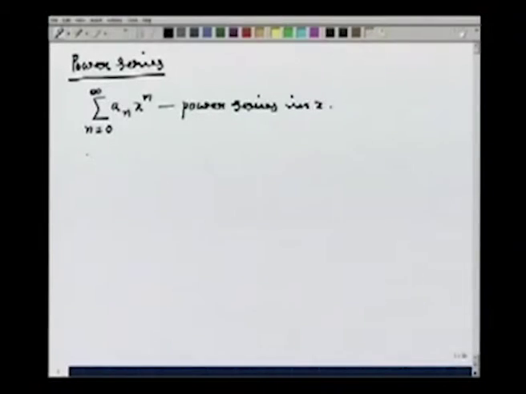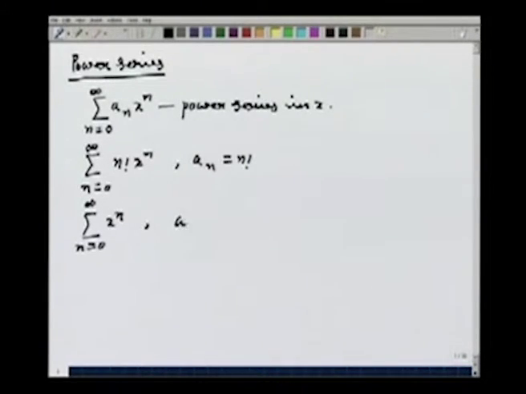So first let us look at this series, summation n from 0 to infinity factorial n times x to the power n. So here a_n is equal to factorial n. So this is a power series in x. Another example would be summation n from 0 to infinity just x to the power n. That is, here a_n is equal to 1 for all n.